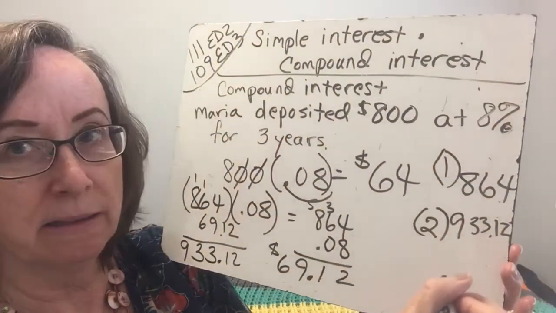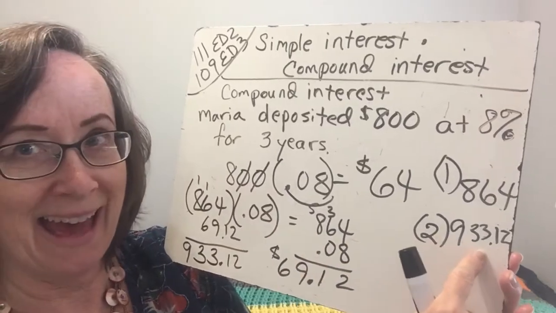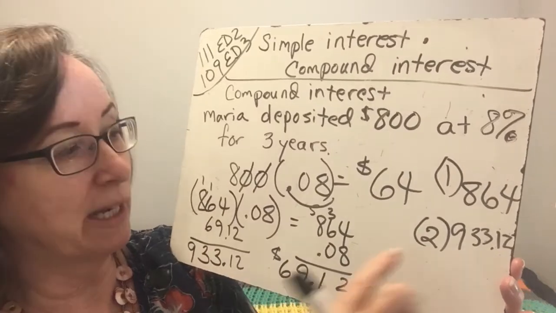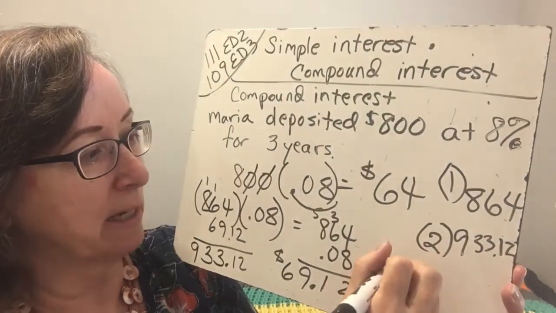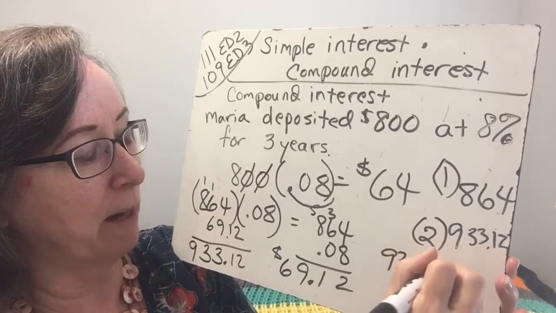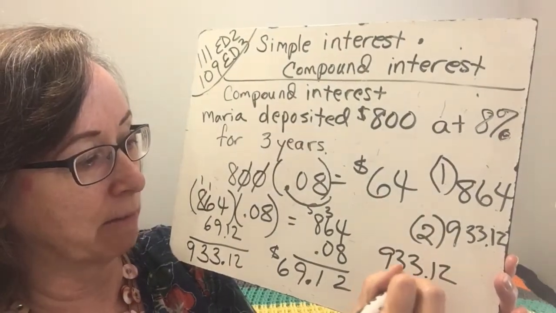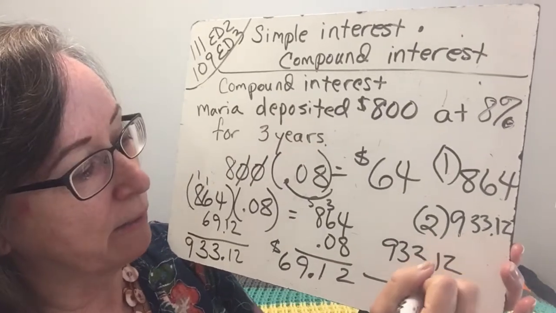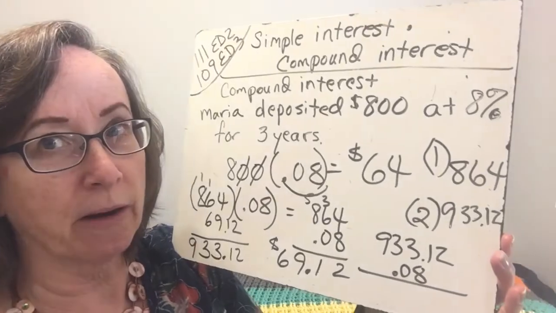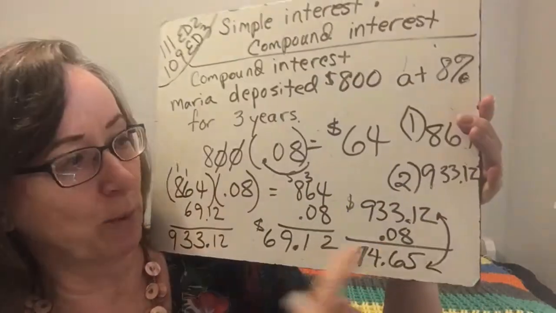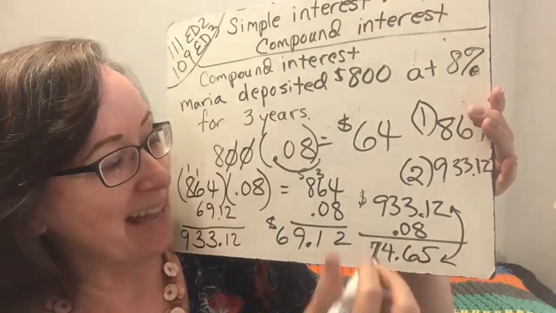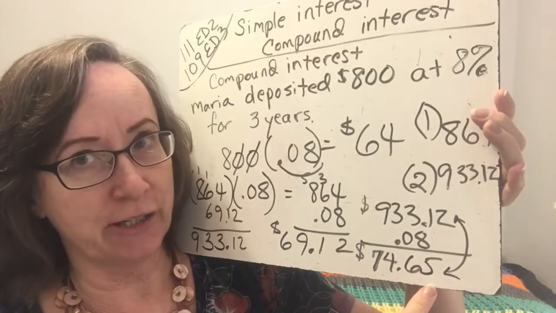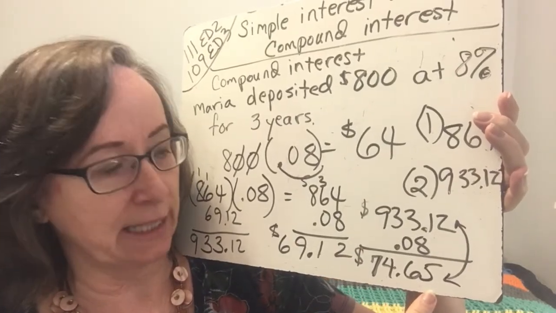So then we're going to take that as our starting amount for the third year. So now she's going to have this as her starting amount, 933.12, which is going to be multiplied by the 0.08. And then, that's a lot. So 2 times 8, I'm going to spare you and I'll do this. Okay, so when I multiplied that out, I got $74.65 earned in interest that third year.